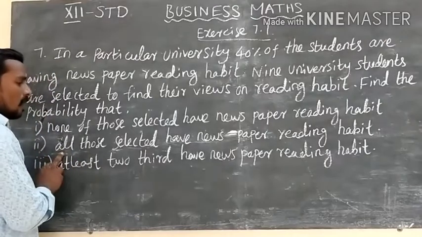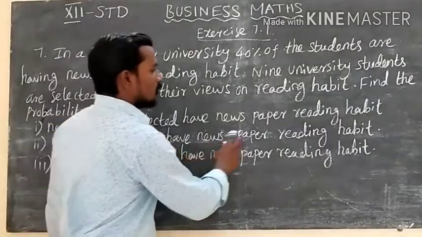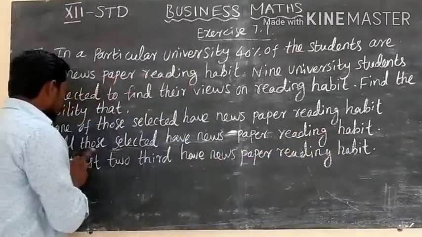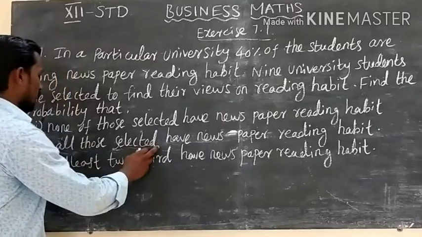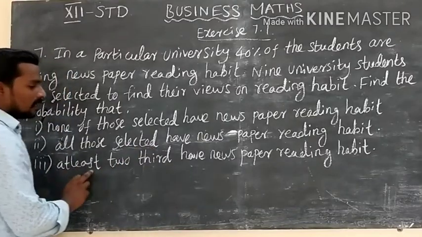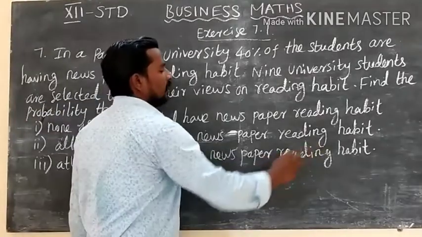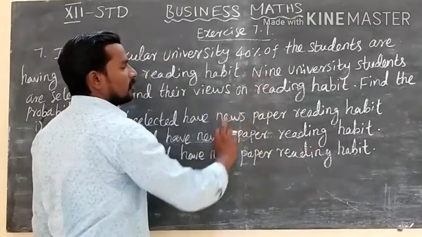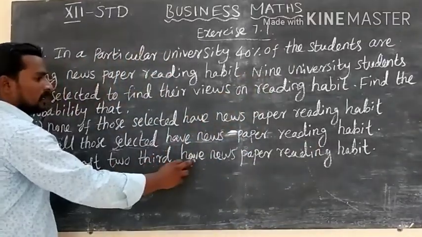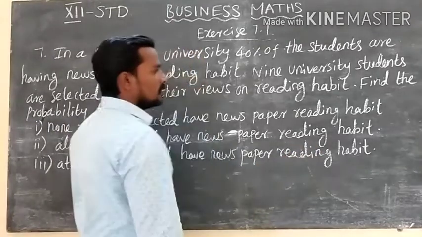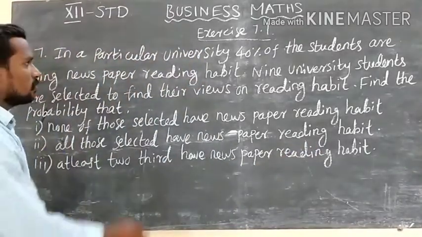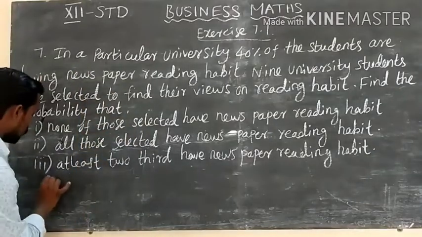Then the second question: all those selected have a newspaper reading habit. All those means the 9 selected students. Then third, at least 2/3 have a newspaper reading habit, so at least 2/3 of the 9 students have the habit. This is our third question. Have you understood the question? Okay, then the solution.